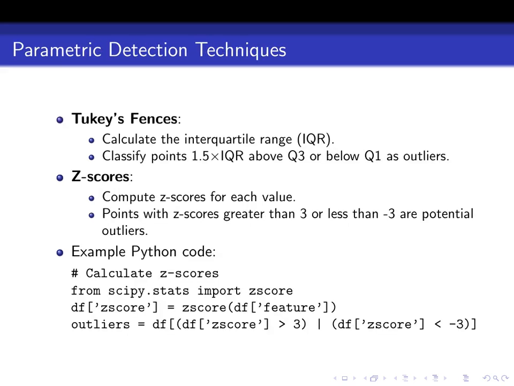There are two parametric techniques for detecting outliers: Tukey's fences and Z-scores. Tukey's fences use the interquartile range to classify points as outliers if they are far above or below the quartiles. Z-scores, on the other hand, identify points that are several standard deviations away from the mean. These techniques offer reliable ways to identify outliers in numerical datasets. The code snippet on this slide demonstrates how to calculate Z-scores and filter for potential outliers in Python.